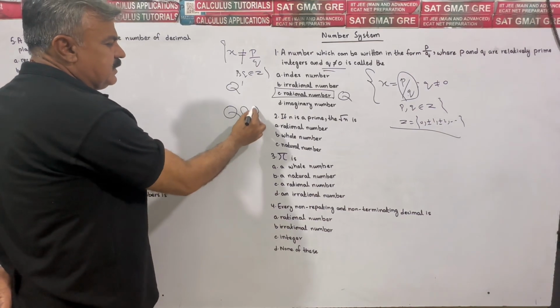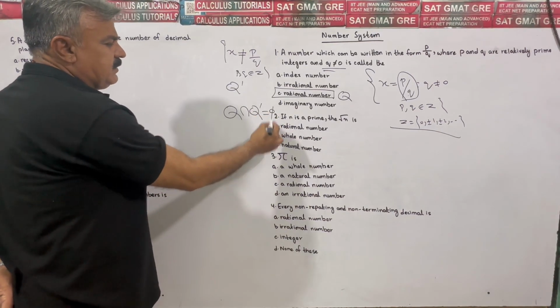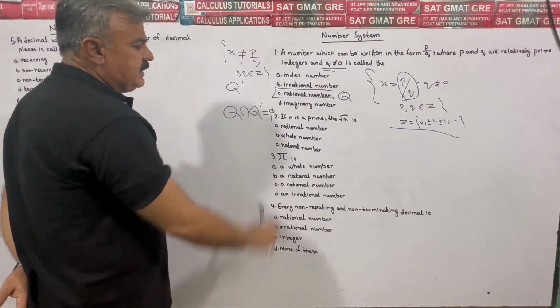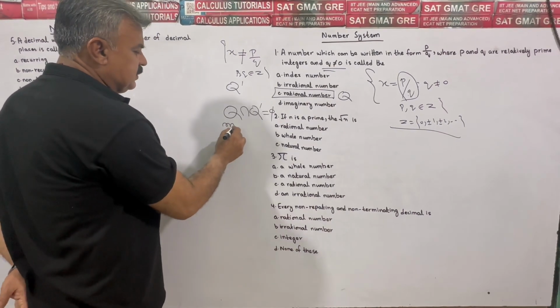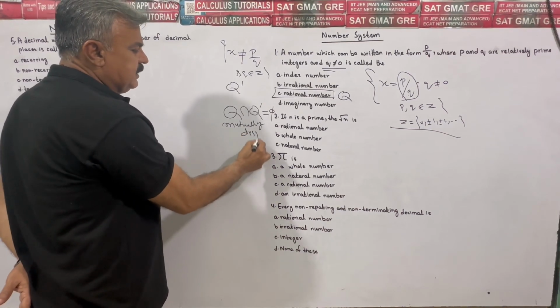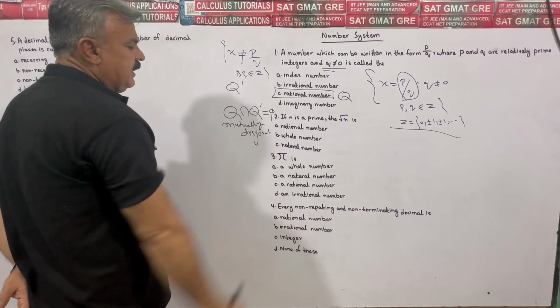Another good MCQ connects rational and irrational numbers. Their intersection is always the null set. There is nothing common between rational and irrational numbers. They are mutually disjoint. Mutually disjoint means their intersection is the null set.